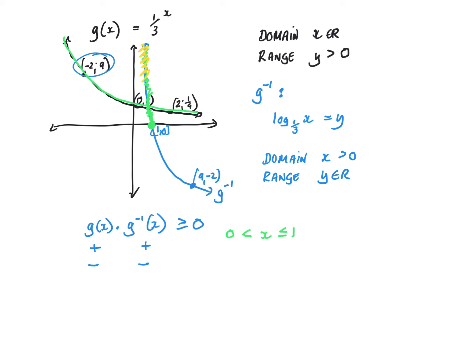Only here will both graphs at the same time, agreed, have y's that are positive or equal to 0. Where both graphs are negative is not going to work. Agreed? Why? Because my original graph is never smaller than 0.